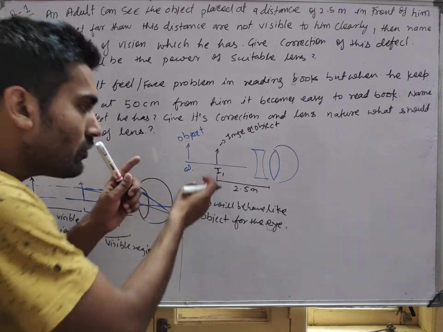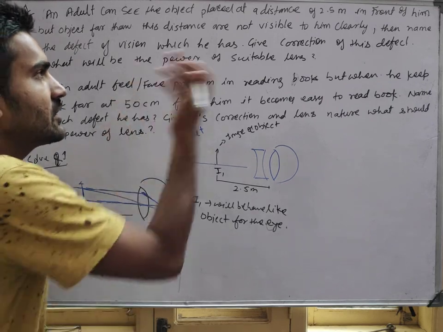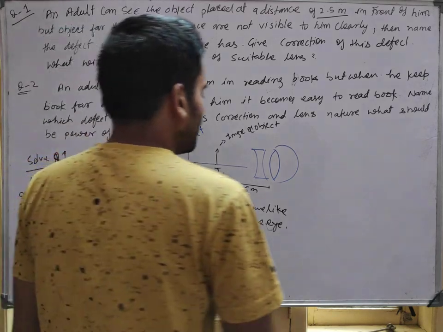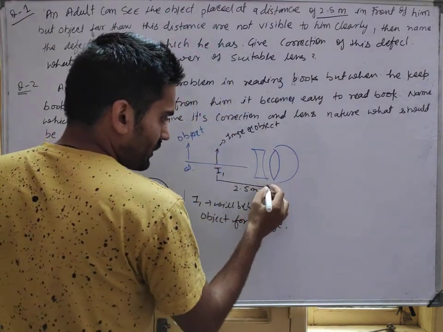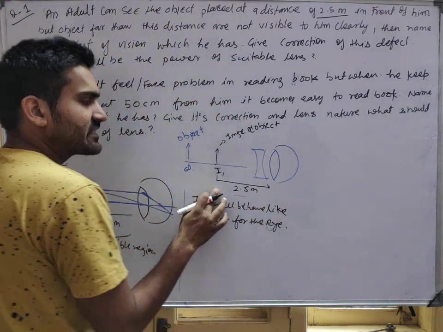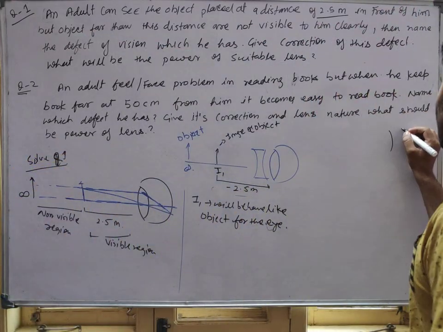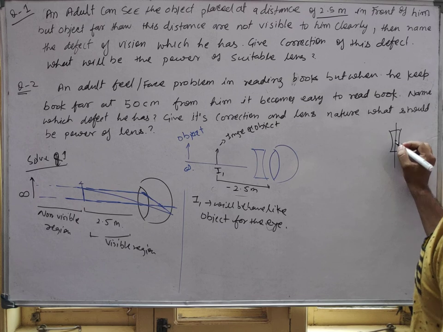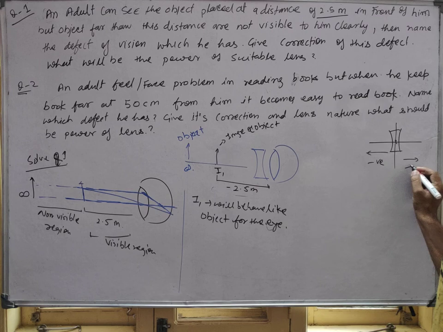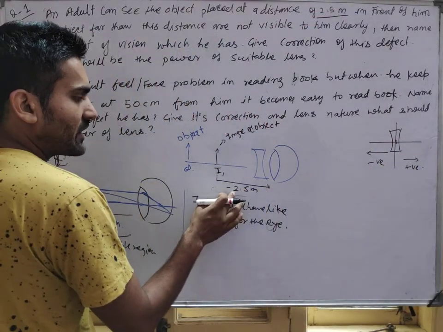Now this image is behaving like an object for the eye, and this object is at 2.5 meters, and we know that if any object is at 2.5 meters, he can see clearly. So this is the image distance from the lens, and we will say minus. Why? Because from the optic center, if we go this side, distances are negative, and if we go the other side, distances are positive. So it will be minus 2.5 meters.